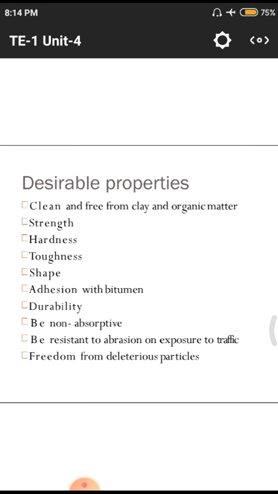In the previous class, we discussed the properties of aggregate. Normally, aggregates are used for the construction of different types of roads. Different types of roads means we have expressways, national highways, major district roads, other district roads and village roads. Every road has a different design speed.